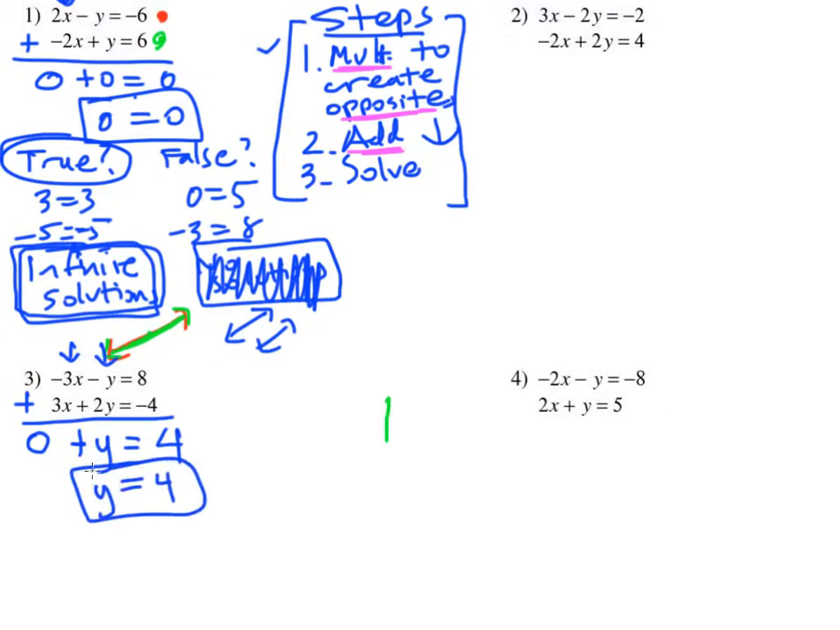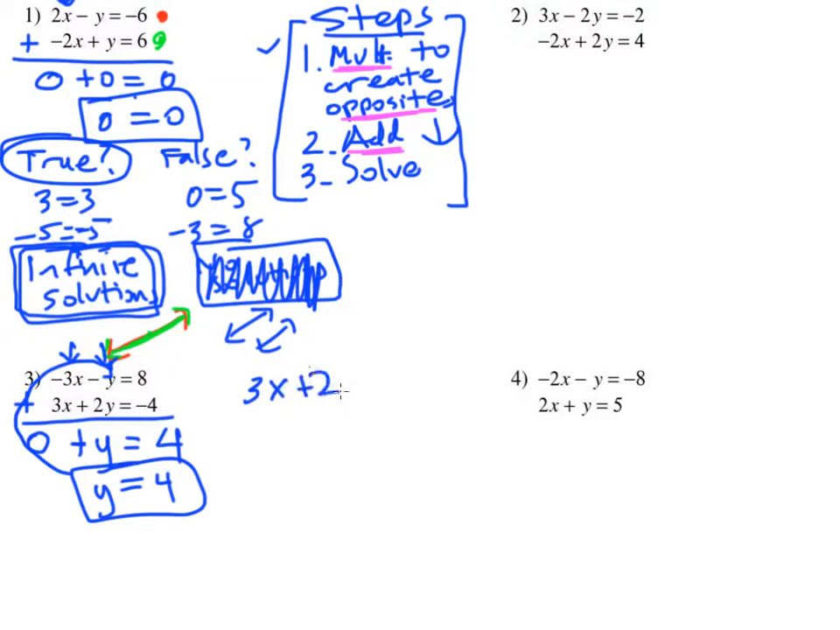All right, if y equals 4, all we have to do now is plug into one of the other equations. You can plug it in here or here. Pick which one you like. I like the positive one, so I'm going to use the second equation, but you can use the first one, of course.